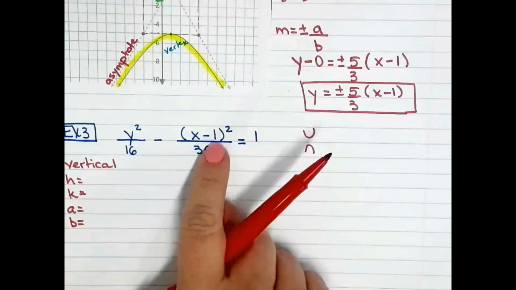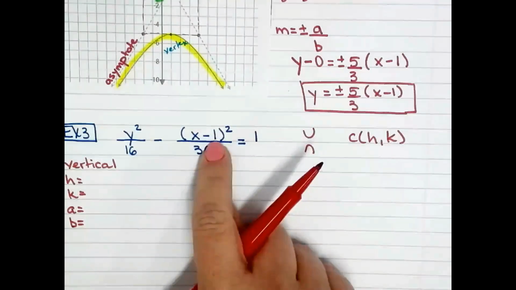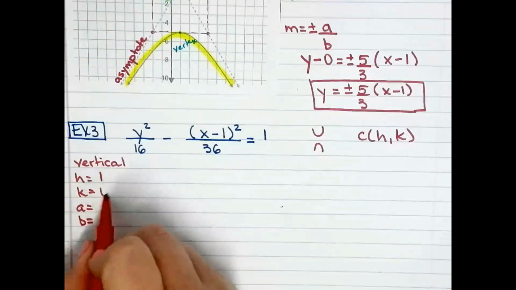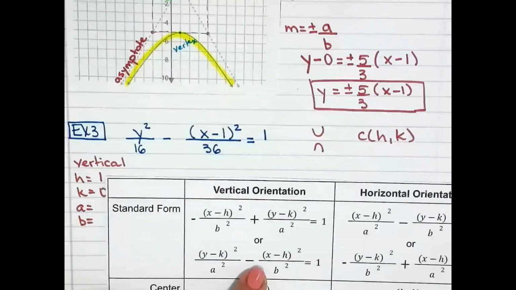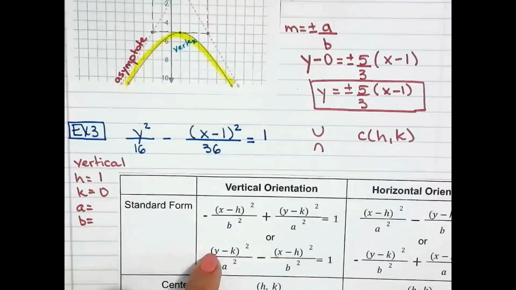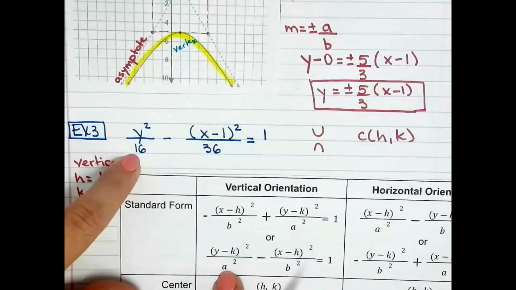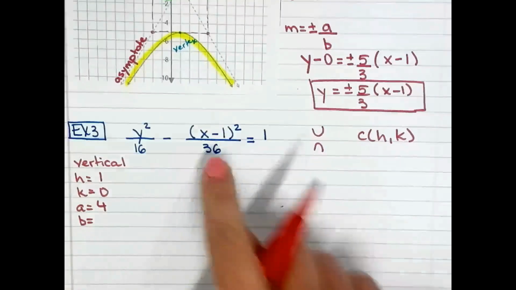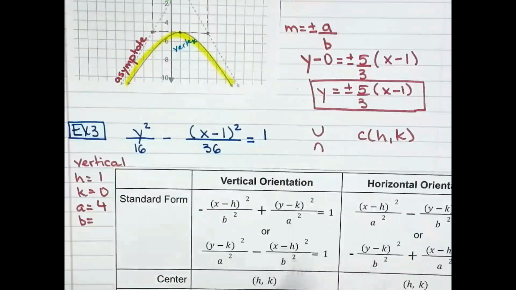So H, you know the center is H and K. This is H1, K0. A. So we're looking at this one. A is right there under Y. So A is that one. Well, this is A squared. So when you square root it, you get 4. And B is right there. Square root it, you get 6.